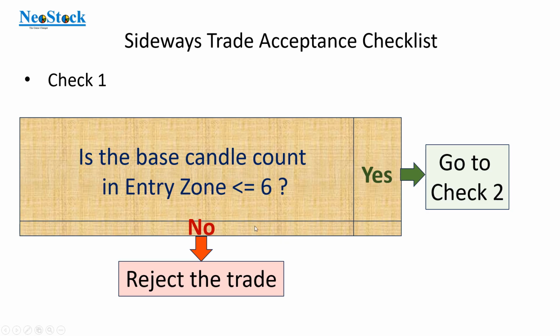If base candles are 7 or more, no need to go to the next checklist. You can directly reject the trade. That is the logic you should understand here. The logic is the same for all the remaining checklists.